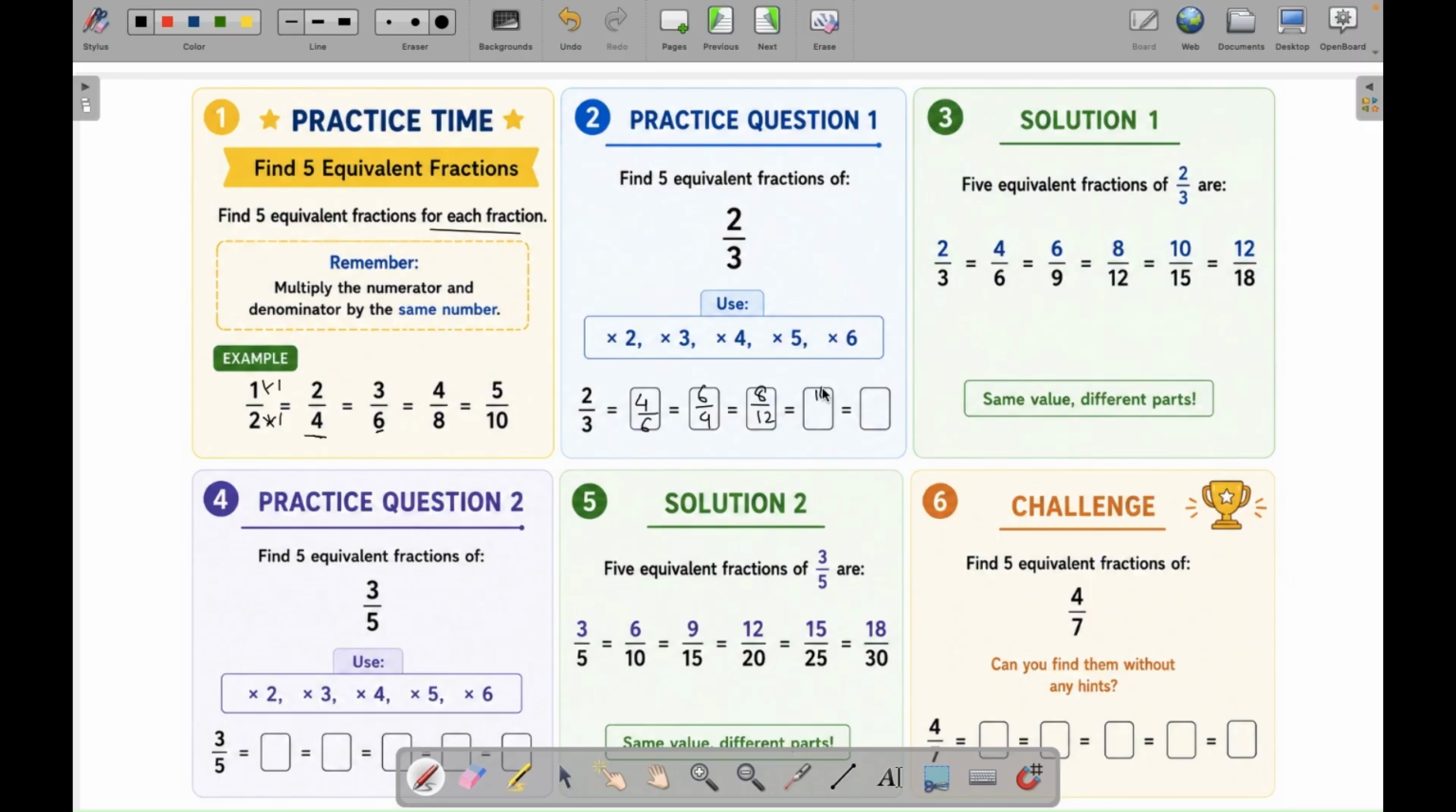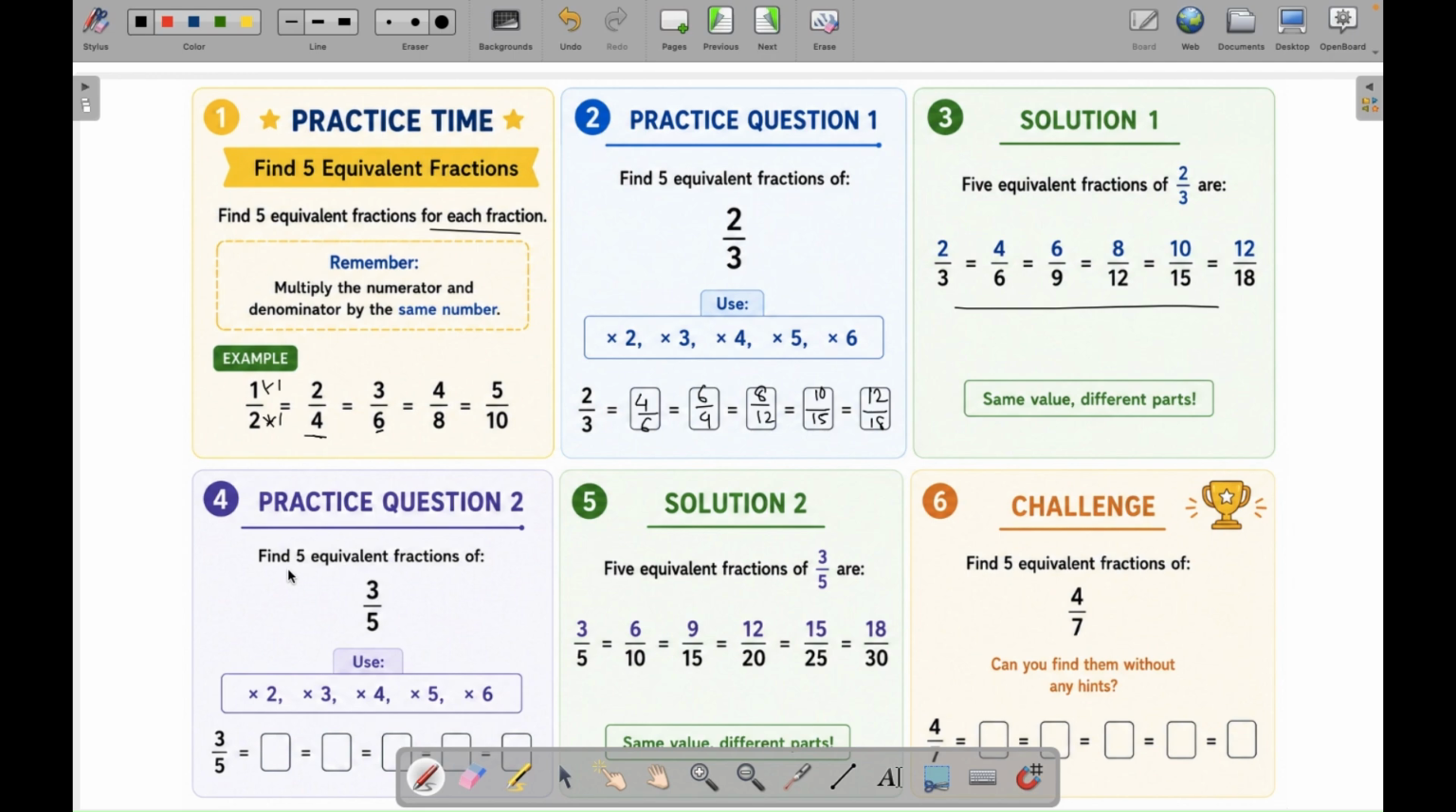So 10 upon 15. And with 6, I'll get 2 6s are 12 and 3 6s are 18. So this is the result that we get. These are the 5 equivalent fractions. It is not necessary that you have to multiply in order. You can also multiply with 10, 20, 30, whatever number you want. But you need to ensure that you are multiplying the numerator and denominator by the same number.